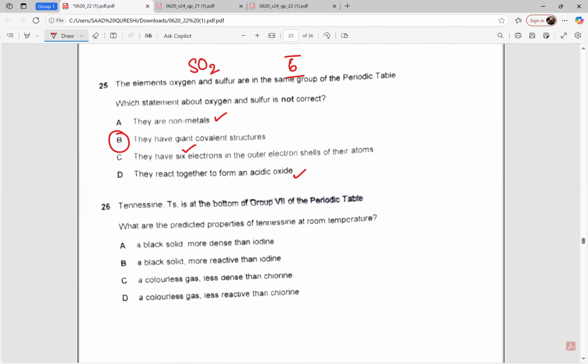They have giant covalent structures. This one is wrong because giant covalent structures are of carbon, which is diamond and graphite, and of silicon, which is silicon oxide.